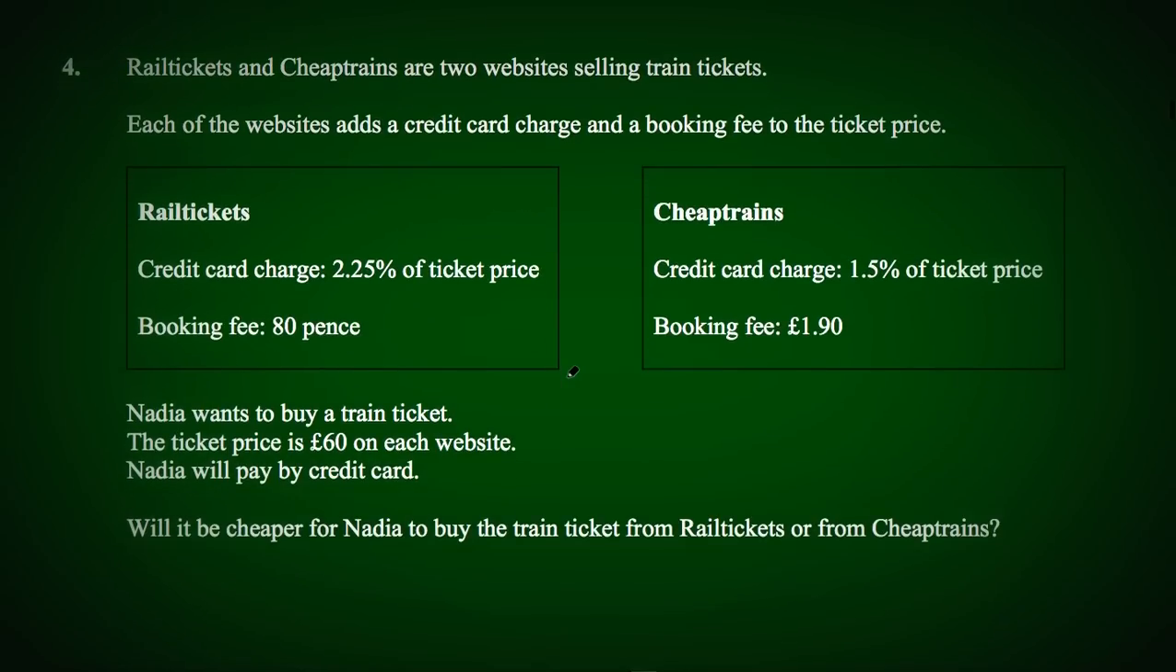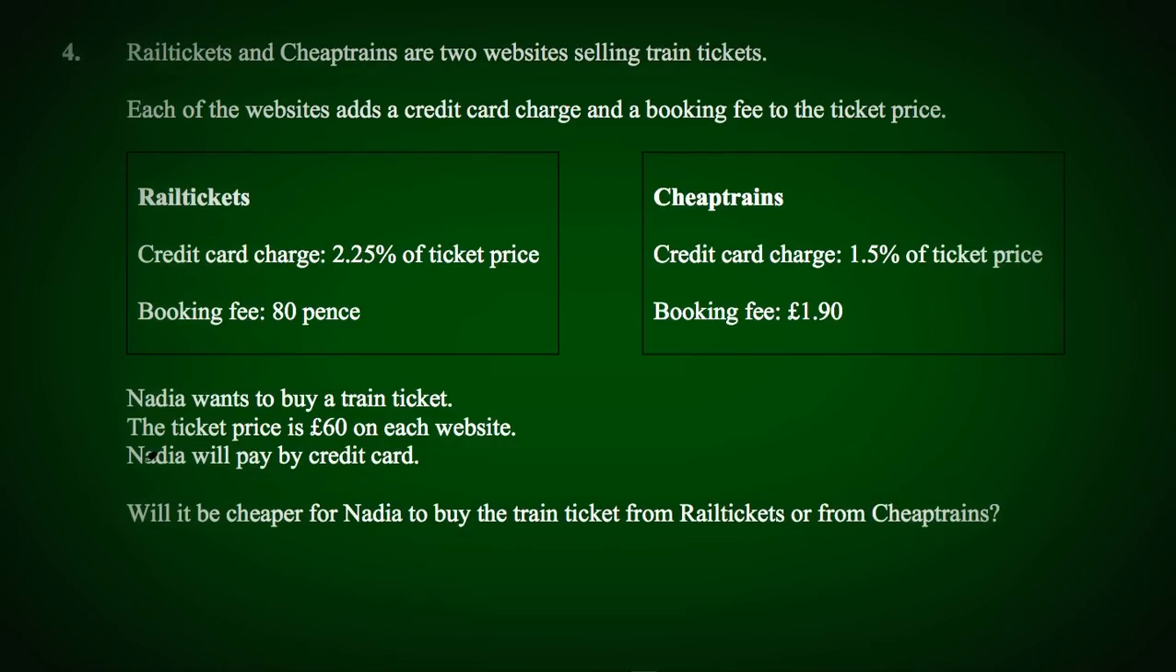Question 4. Rail tickets and cheap trains are two websites selling train tickets. Each of the websites adds a credit card charge and a booking fee to the ticket price. For rail tickets, the credit card charge is 2.25% of the ticket price, and the booking fee is 80 pence. For cheap trains, the credit card charge is 1.5% of the ticket price, and the booking fee is £1.90. Nadia wants to buy a train ticket. The ticket price is £60 on each website. Nadia will pay by credit card, so she's going to be charged both of these charges on either website. Will it be cheaper for Nadia to buy the train ticket from rail tickets or from cheap trains?